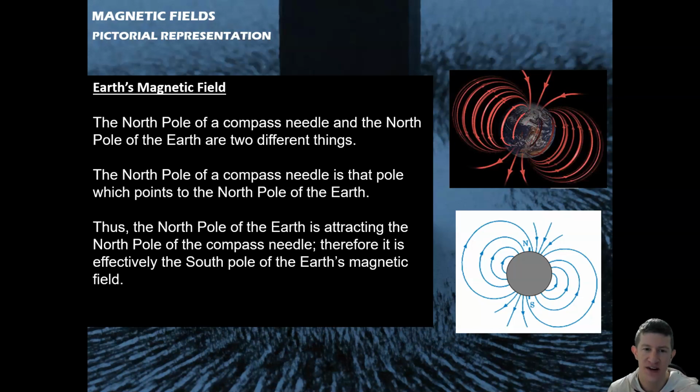Given that the North Pole of a compass needle is that pole which points towards the North Pole of Earth, therefore the North Pole of Earth is attracting the North Pole of the needle, and that means it's effectively the South Pole to have that attraction in the first place. So what we know as the North Pole on Earth is actually the magnetic South Pole of Earth.